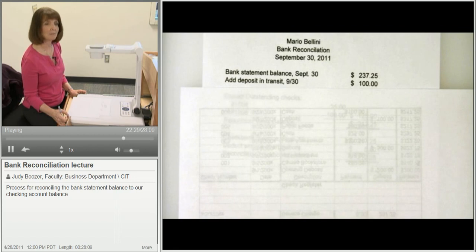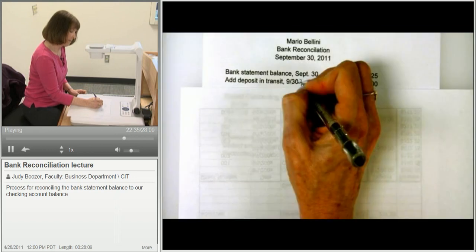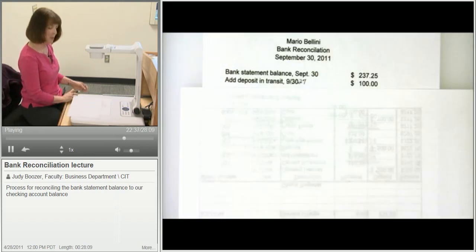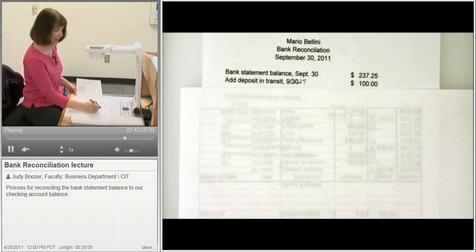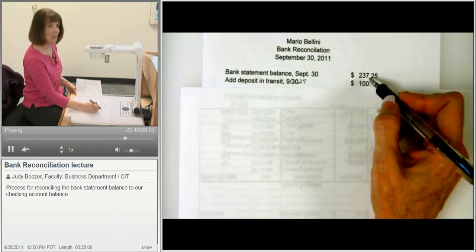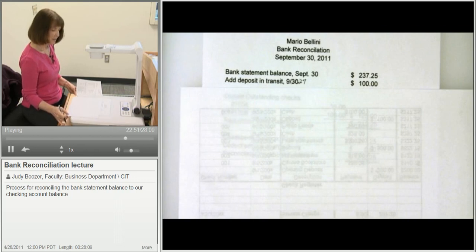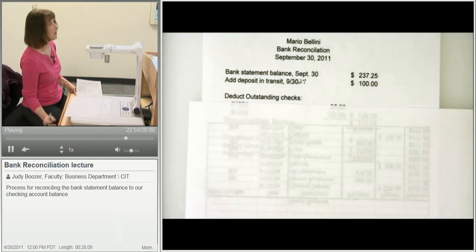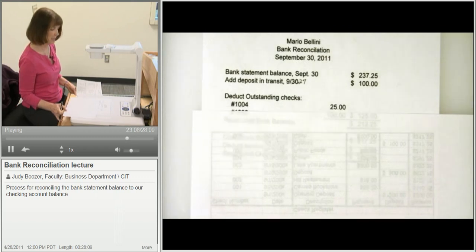And how much was it? Was it on the 27th? Okay, so how much was it? $100. And again, that's going to get added to the previous statement from the bank. Now, we're going to deduct something called outstanding checks. So how many did you find? 2. Which numbers? 1004 and 1006.